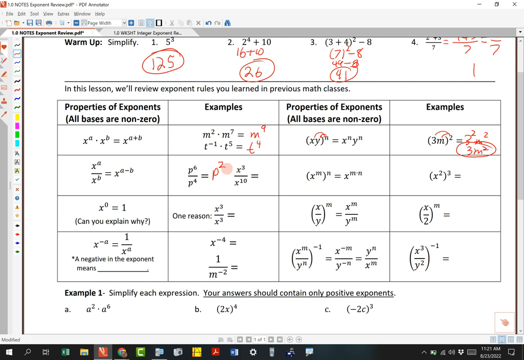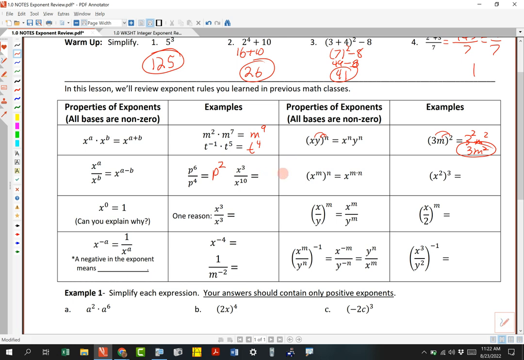If it's okay with you, everybody take a look up here. This is kind of a silly way to think of it, because on the next one, here's what we're going to end up with. We're going to end up with x to the 3 minus 10, which is going to be x to the negative 7. And we don't normally write things with negative exponents.